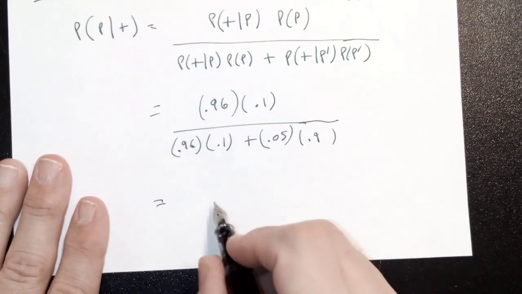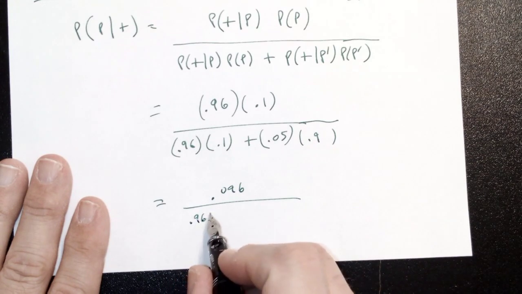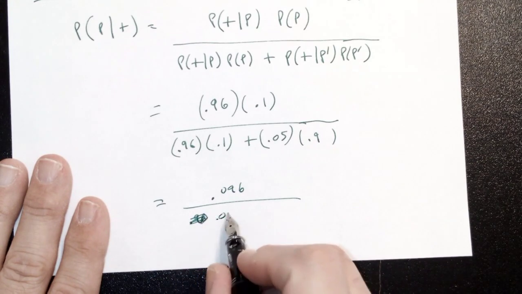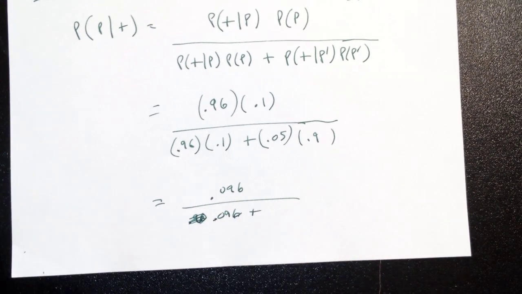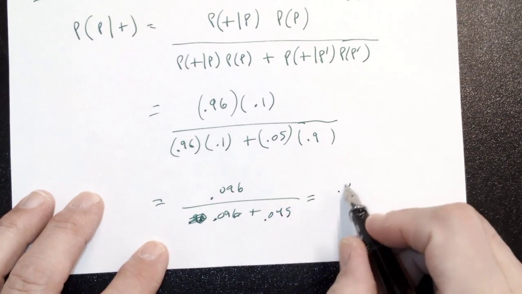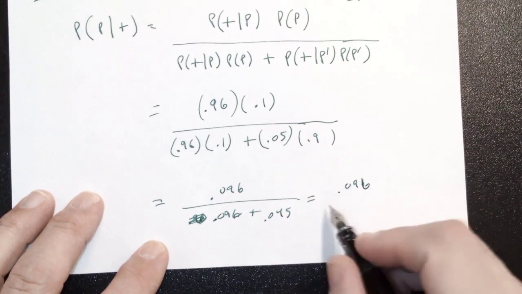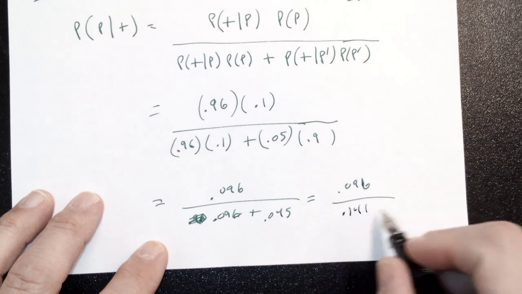On the top, I get 0.096. On the bottom, I get 0.096 plus what? Which gives me 0.096 over 0.096 plus 0.045, 0.141, which is about 68%.